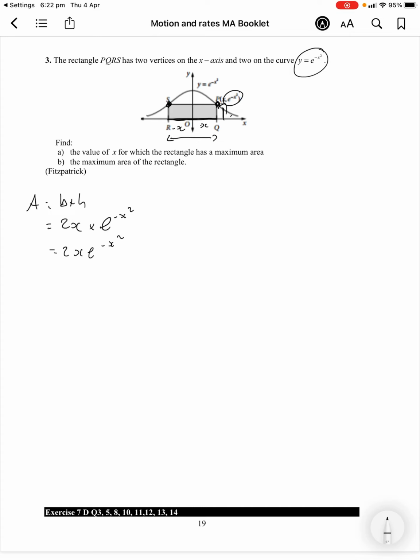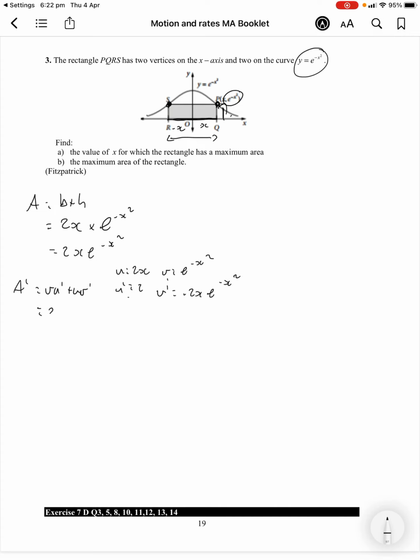How do I find maximum area? Got to find that first derivative. And this right here is product rule. u is going to be 2x, u dash will be 2. v will be e to the negative x squared, and v dash will be negative 2x e to the negative x squared. Differentiate the power: the derivative of the power comes out the front and the power remains the same. So vu dash plus uv dash is the first derivative.